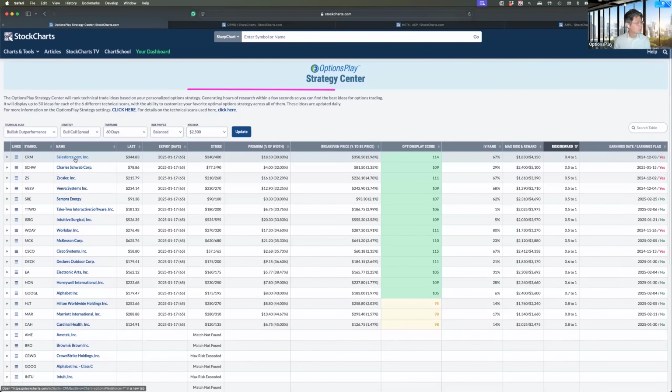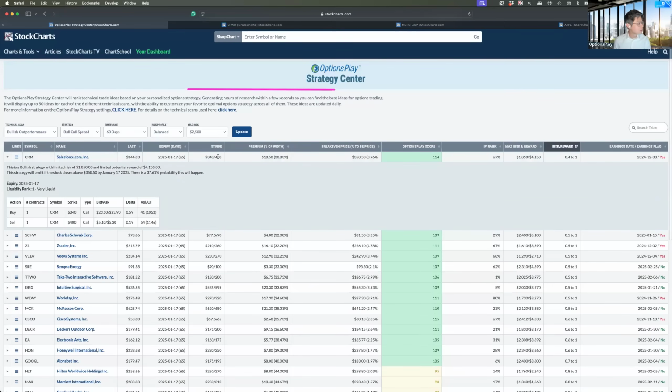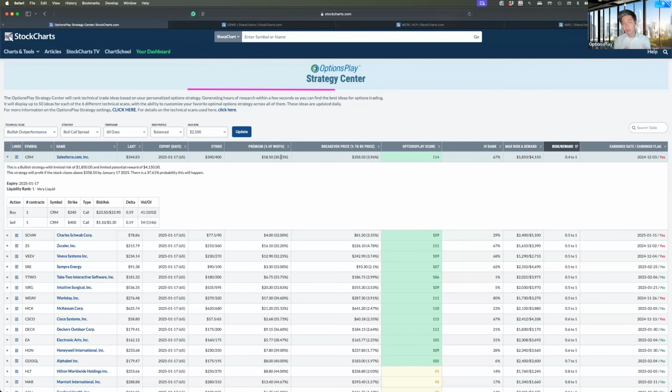And Salesforce in this particular case has the cheapest debit spreads out of all of the stocks in this list. So buying that 340 to 400 debit spread only costs you $18.50, which is 30% of the vertical width. That gives you a risk reward ratio of about 0.4 to 1. So you're getting a really nice risk reward ratio on this specific debit spread when you're buying a debit spread that only costs you 30% of the vertical width. So you have an over 2 to 1 risk reward ratio on this specific trade.